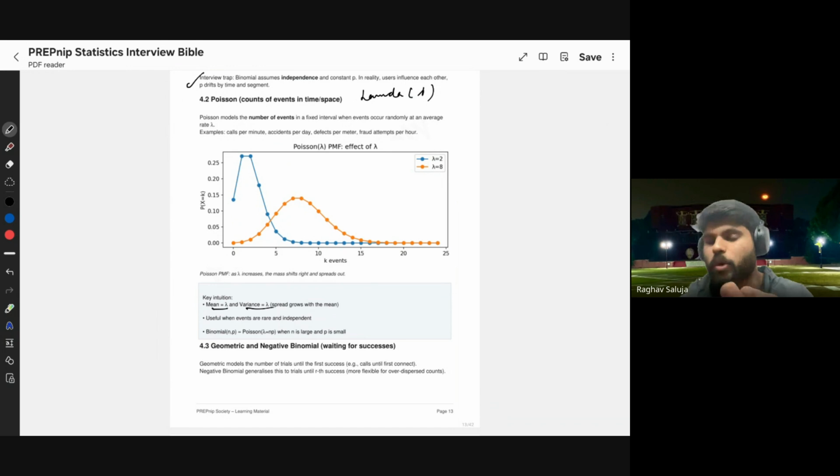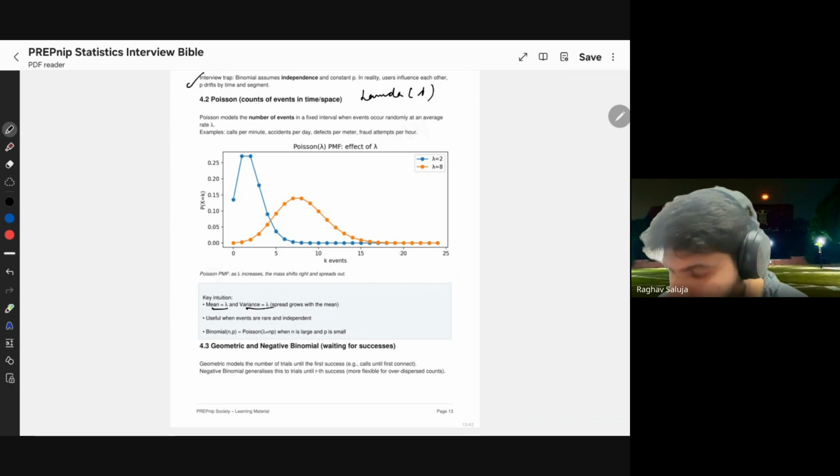Now the trap in Poisson is that if your data is clumsy, and all these traps are very, very important because in interviews they want to make sure कि आप trap में ही फंसो. So the thing is with Poisson, if your data is clumsy, the variance will be huge, right? For clumsy data, variance is huge. And variance will be much bigger than the mean.